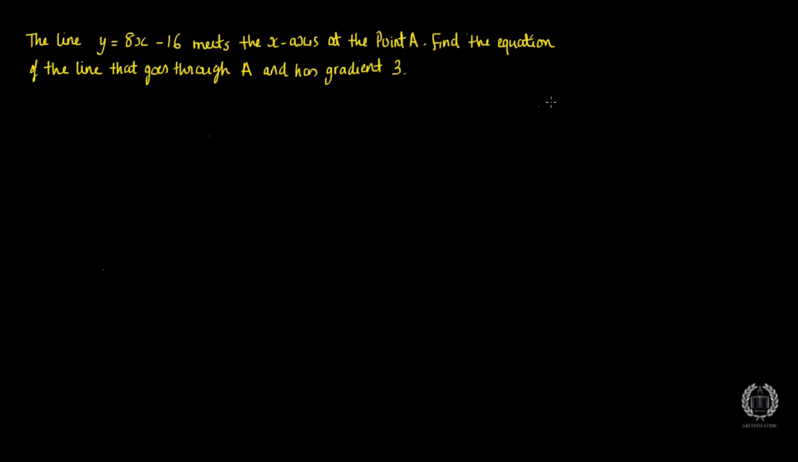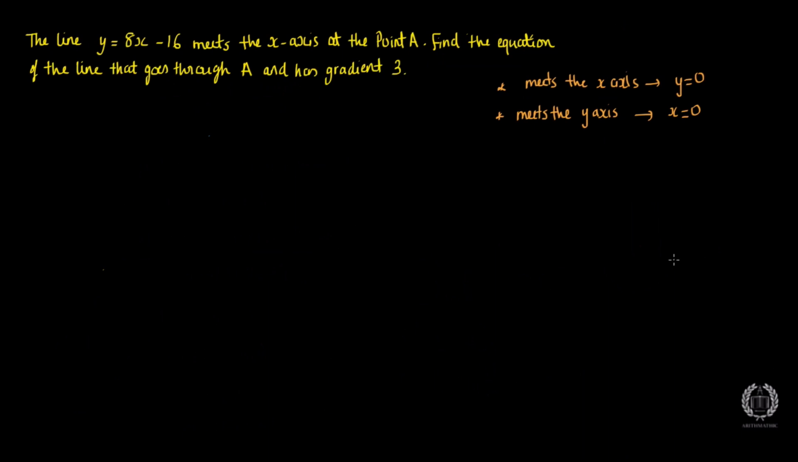The first is, and I'll write it here on the side, if it meets the x-axis, we normally say y equals 0, and I'll show you how this works. The other one is, if it meets the y-axis, we say x equals 0. So these are the two things you need to know. Whenever you hear the word meets x-axis, you put y equals 0. Whenever you hear meets y-axis, you put x equals 0.